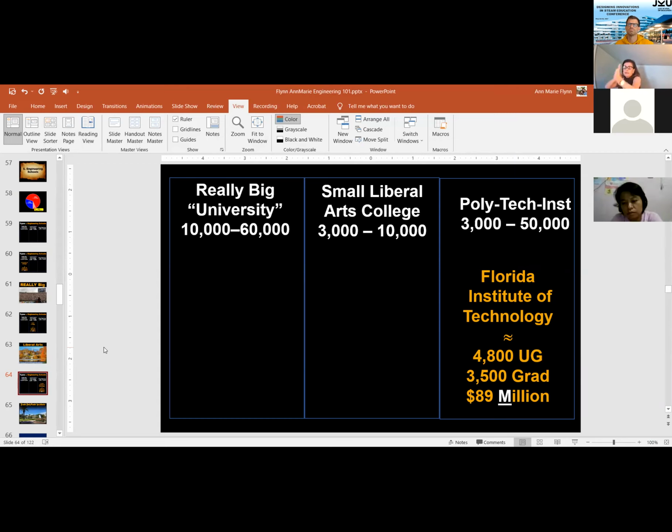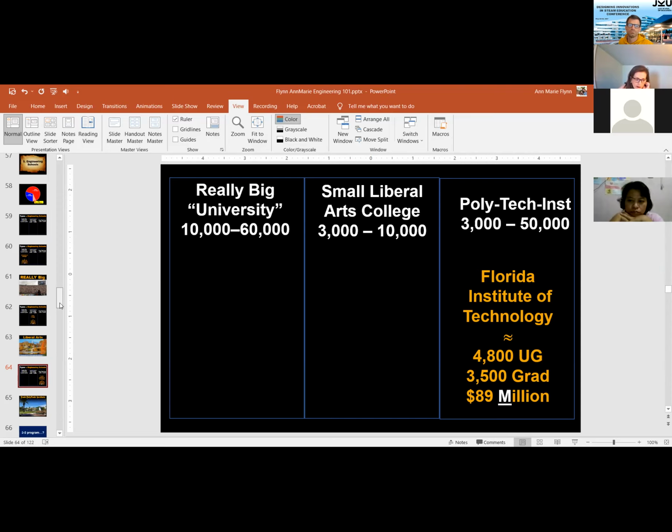At a poly-tech institute, if you don't want engineering, you could be a math major or a science major. It is limited to STEM disciplines. So there's the large university, where if you want engineering and change your mind, you can do anything, the small liberal arts school, and then the poly-tech. Each of these places has very, very different environments, and not every student will learn well in every environment.